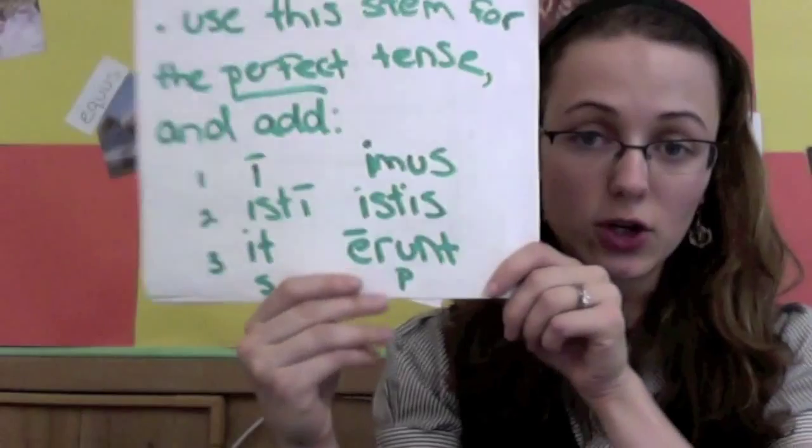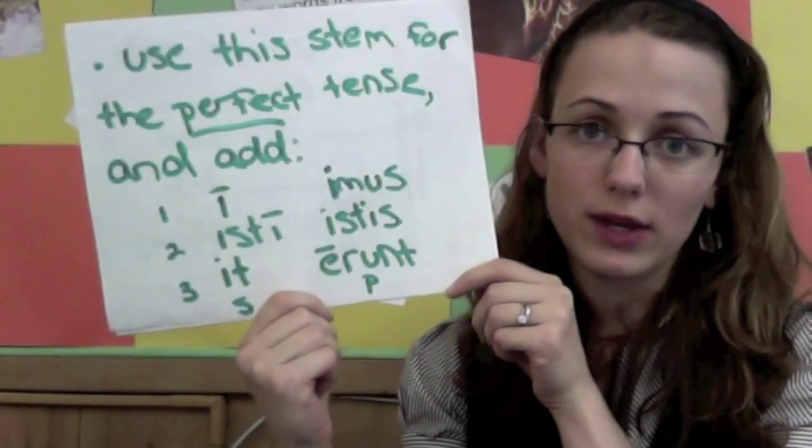Once you have that perfect stem figured out, you're going to use it for the perfect tense, as well as a couple other tenses that we'll be learning about down the line. These are the endings that you're going to want to add, and you definitely want to write these down.